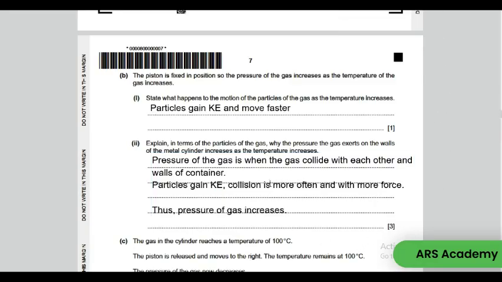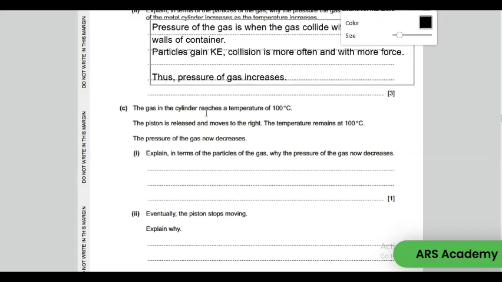Question C. The gas in the cylinder reaches a temperature of 100 degrees Celsius. The piston is released and moves to the right. The temperature remains at 100 degrees Celsius. The pressure of the gas now decreases. Roman 1. Explain in terms of the particles of the gas why the pressure of the gas now decreases.